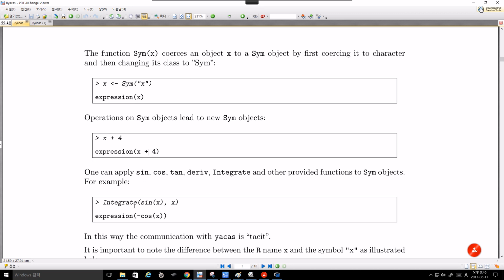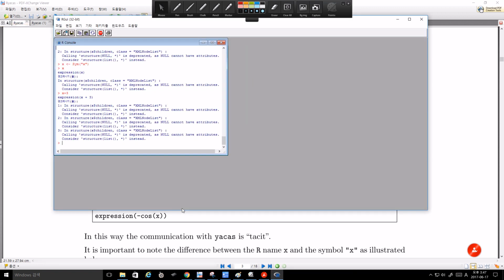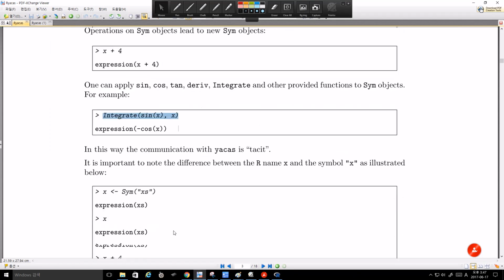Now, it can do integration. Integrate sine x. It is the integration of sine x with respect to x, and we know the answer is minus cosine x plus some constant, because it is an indefinite integral. Let's see whether it is true. Integrate sine x with respect to x, then it is minus cosine x, and plus some constant, as it is an indefinite integral.